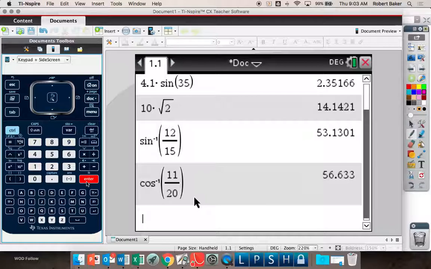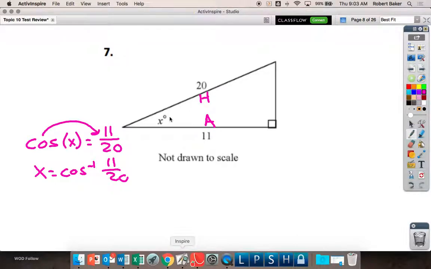57? Whoa. 57 degrees. I'm not going to be here to hold your hand tomorrow.